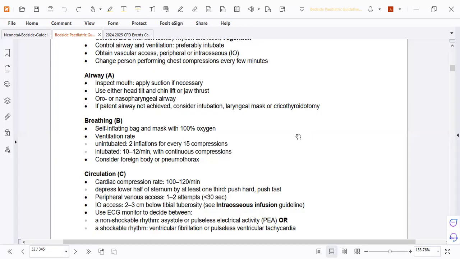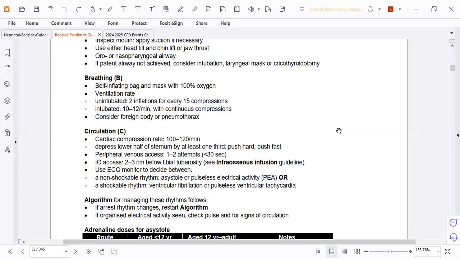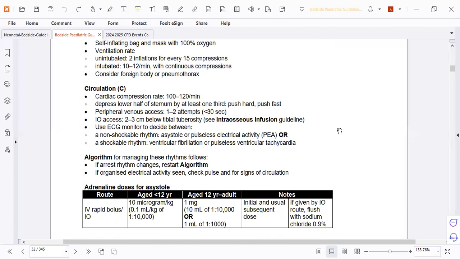Consider foreign body or pneumothorax if there is no response in his breathing, there is no good movement of the chest wall while you are doing the CPR. So just consider there's a foreign body stuck in there, or there's a pneumothorax on one of the right or left lung fields. Okay, circulation, like cardiac compression rate, 100 to 120 per minute. Press the lower half of the sternum by at least one third. Push hard, push fast.